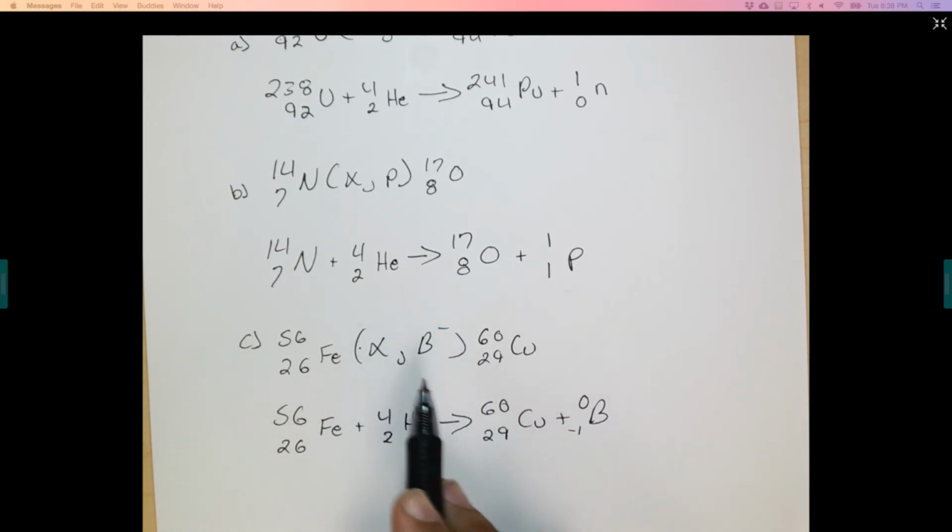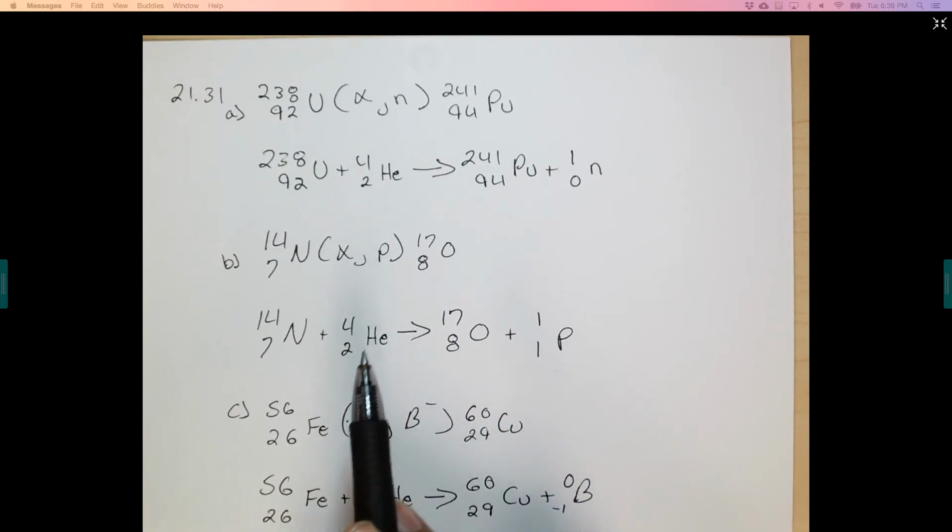So this is what the shorthand notation for the transmutations means, right?